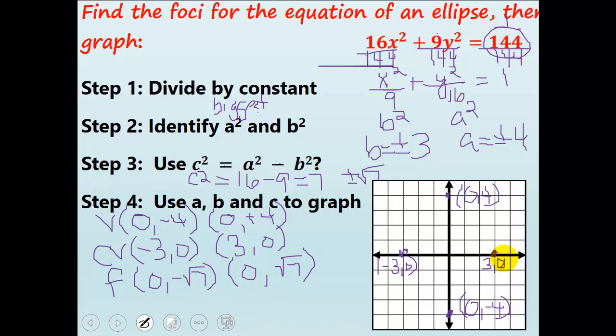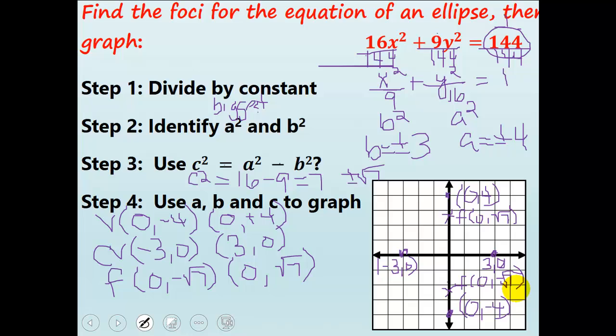And my foci, okay, so if this was the square root of 9, we would be at 3. So this is kind of like halfway between the square root of 4 and the square root of 9. So I'm going to say it's about like 2.5-ish. Okay? So these are my foci. 0, root 7, and 0, negative root 7. Okay?